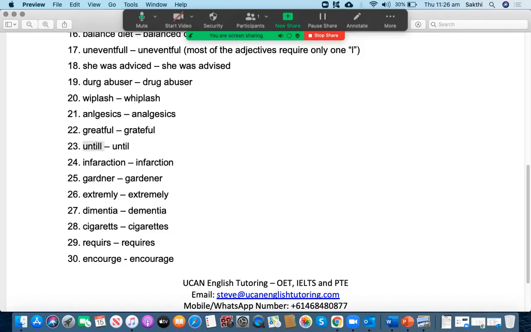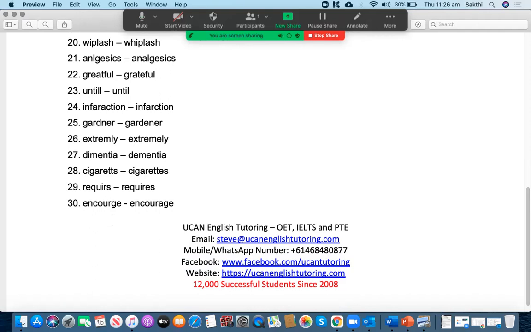Next one is until. Until doesn't have double L, whereas till has got double L. So the correct spelling for until is UNTIL. That's it. And then infarction. "Infraction" is incorrect. It's actually infarction. Myocardial infarction. So the correct spelling is INFARCTION. The next one is gardener. Gardener has got GARDENER. That's the correct spelling. If you write down GARDNER, that's wrong.